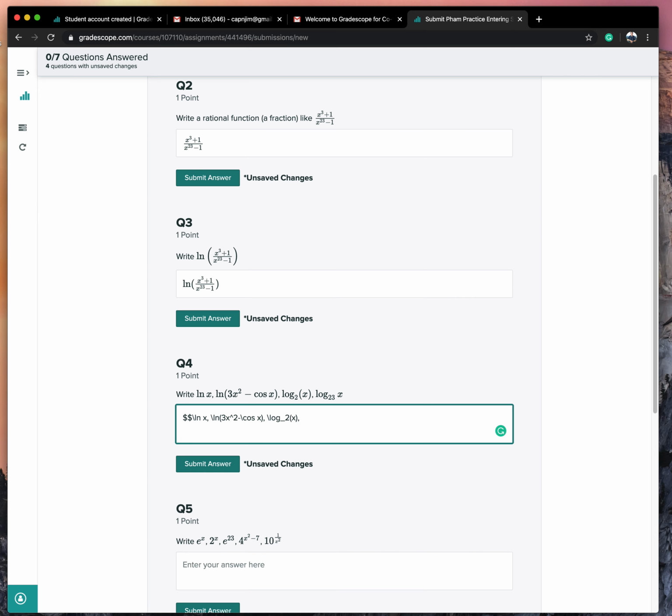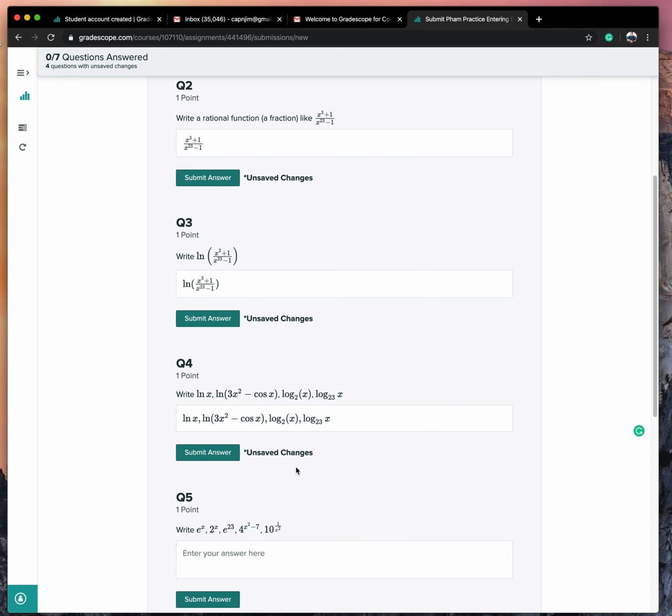And then I'm also going to do backslash log base. Now do a base of 23. Since it's bigger than one character, I need braces around it. And then x. Close it off with a double dollar sign, unclick, and everything should look perfectly good.